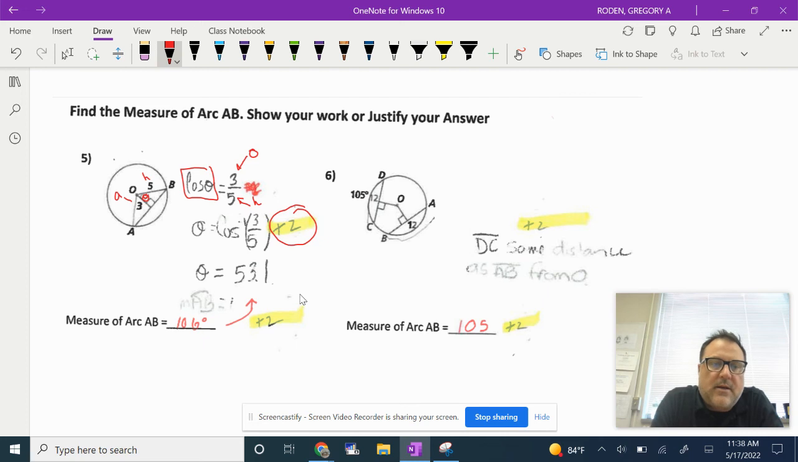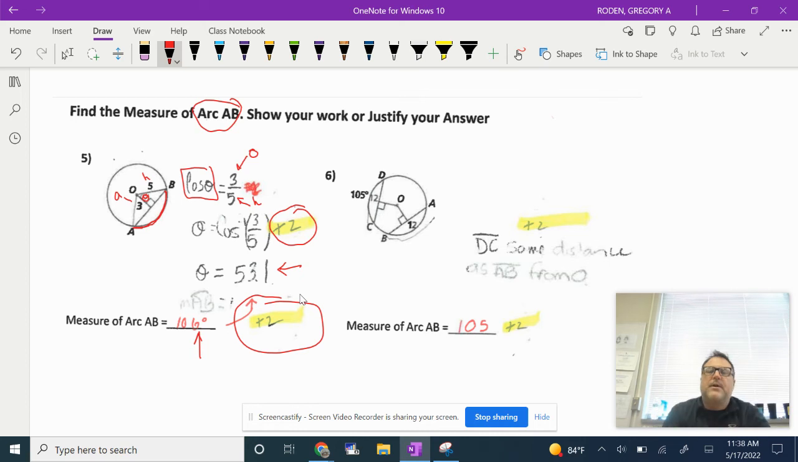Now, when you do that, you get theta equals 53.1, but you're trying to find the measure of arc AB. The measure of arc AB is this entire arc here, and theta is only half of that arc. So you have to multiply that by 2. So you take 53.1 and multiply that by 2, and we get approximately 106. And that's our answer. So that was worth 2 points there. All right. So the next one is, okay, so this one, a lot of you got 105.